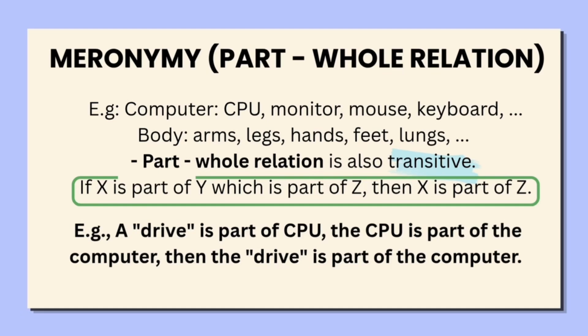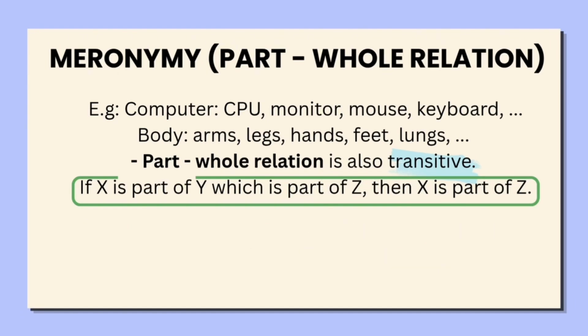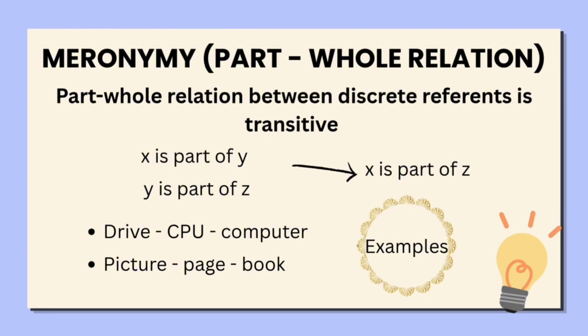Arms and legs are parts of the body. This relationship is also transitive. If a drive is a part of a CPU and the CPU is a part of a computer, then the drive is a part of the computer. This slide gives more examples: picture, page, book, drive, CPU, computer. Again, this demonstrates the transitive nature of part-whole relations.